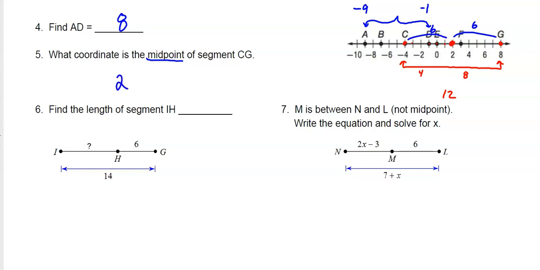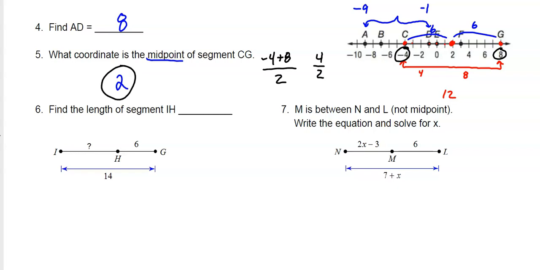Another way you could do it is you could just take the average to find the midpoint. You could just average these two coordinates, average the ends. So do a -4, add it to 8, and chop it in half. The average, you just add them up and divide by how many there is. So you get 4 divided by 2, which would also be 2.